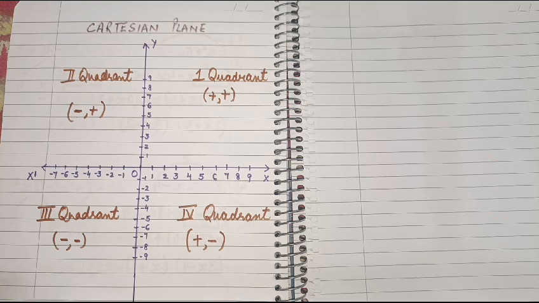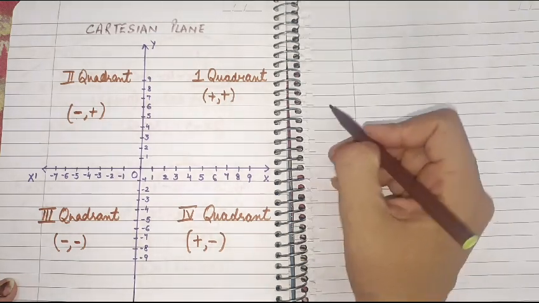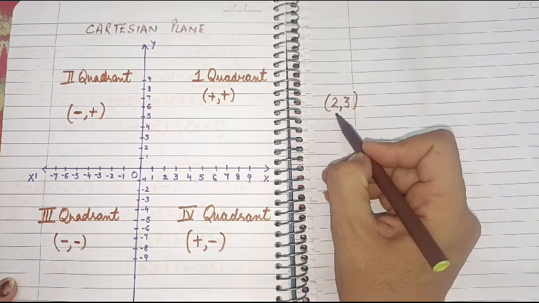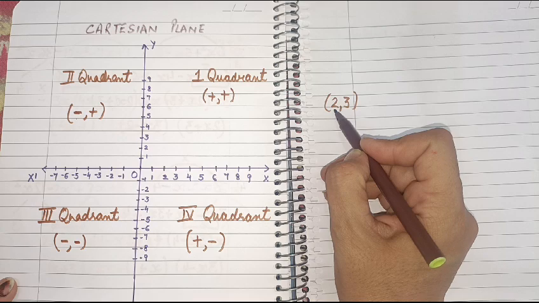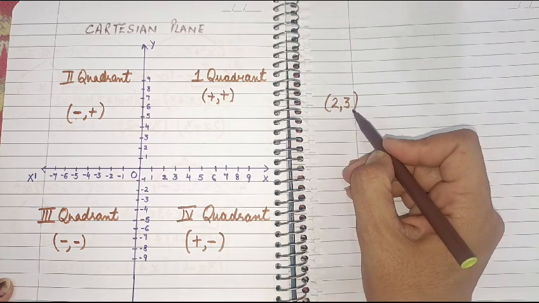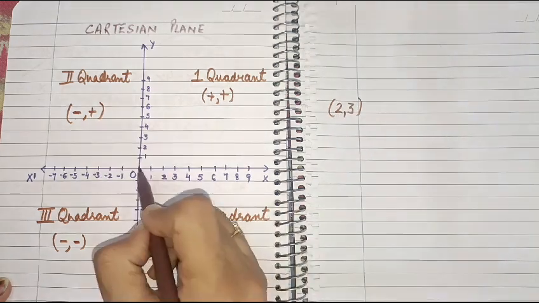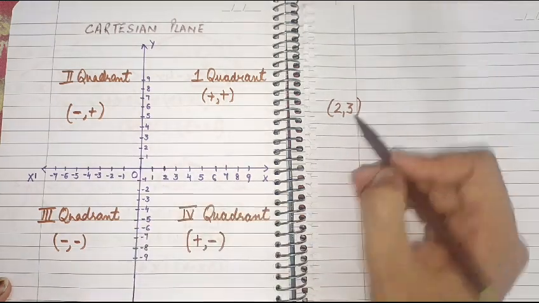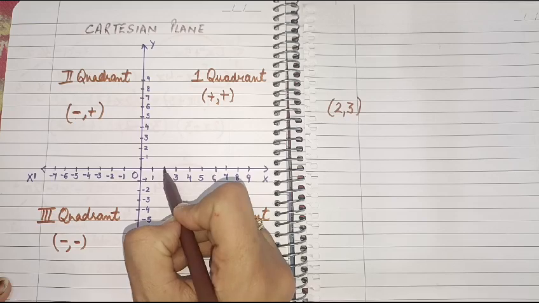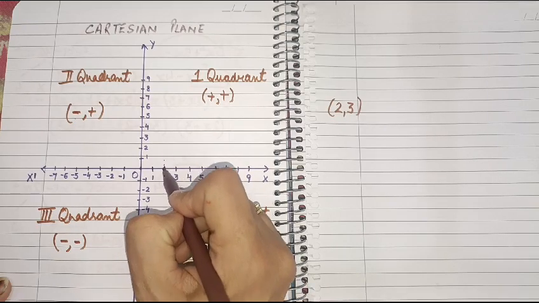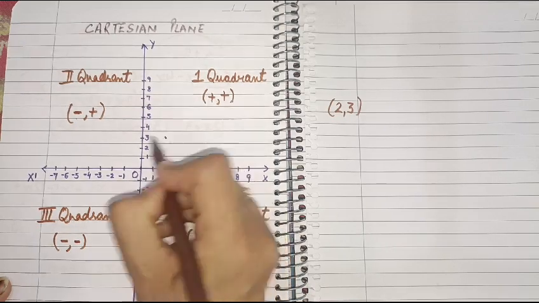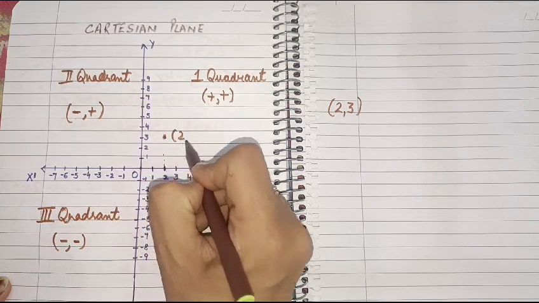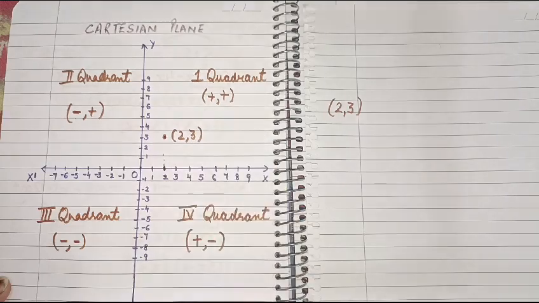Let me give you a simple example. Suppose you have to locate 2 and 3. The first number tells us the x-axis number and the second number tells us the y-axis number. So this is my positive 2, which is here. Now the y-axis is at 3. So from 2, I will move on to the top and reach here at 3. So this is my point (2, 3).